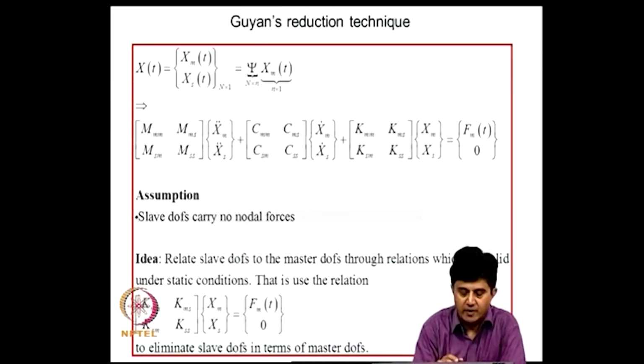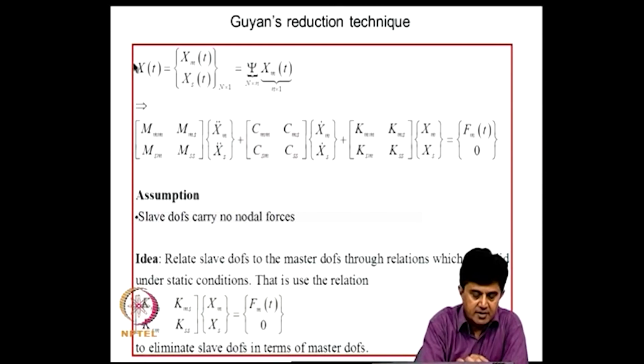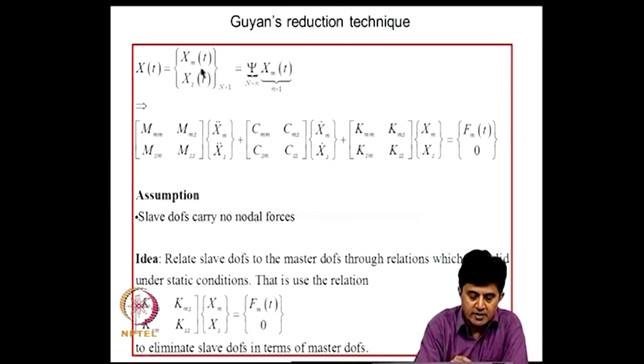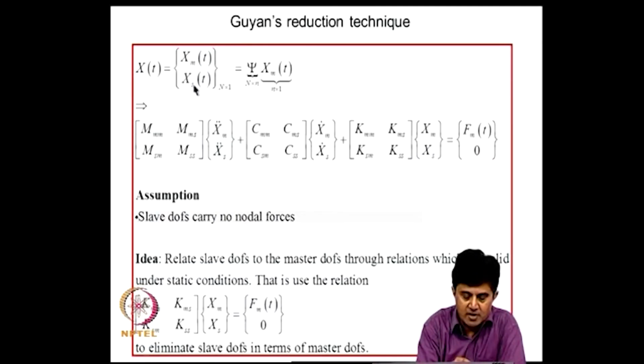So, what are we looking for? We have the global degrees of freedom for the larger system partitioned as master and slaves, and I now want to relate x of t to the master through this transformation matrix capital Psi. This partitioning of states into master and slave induces a partition on the structural matrices, and I can write the equation in this form.